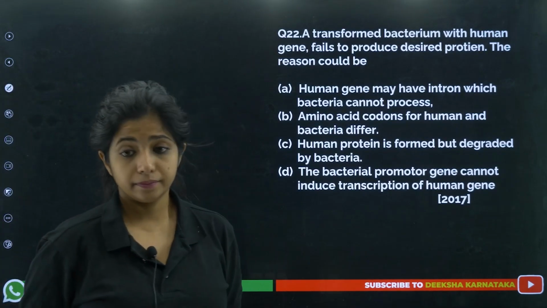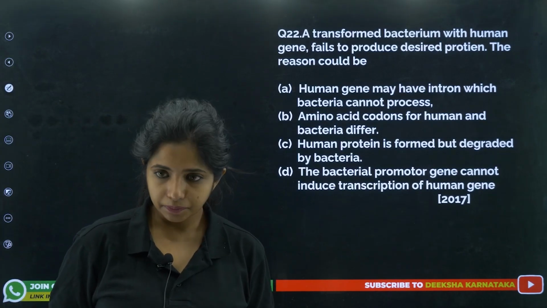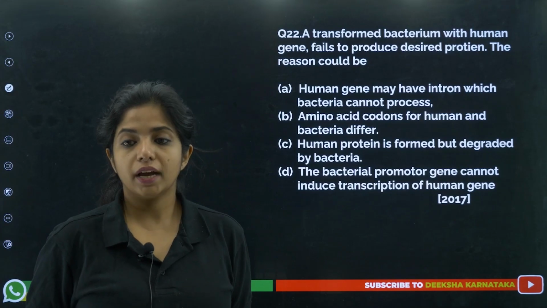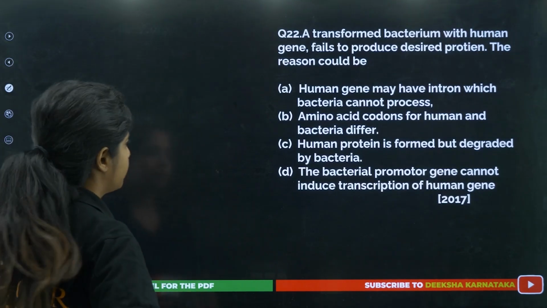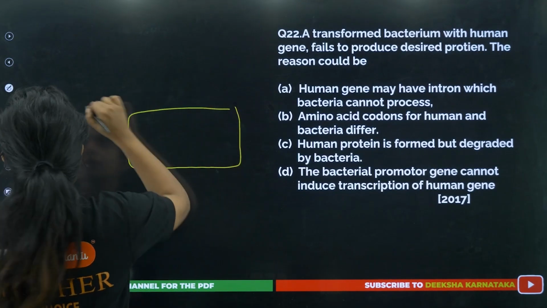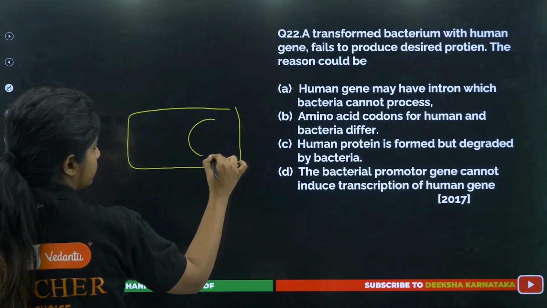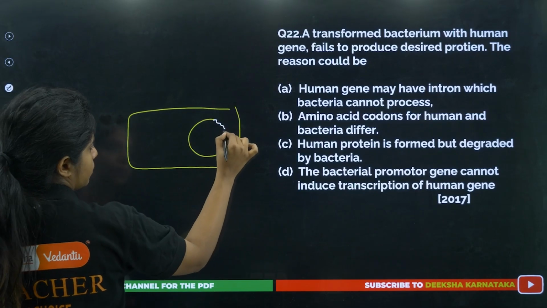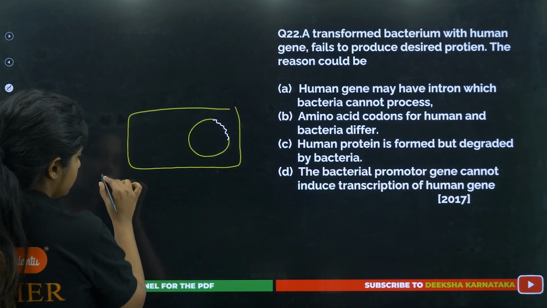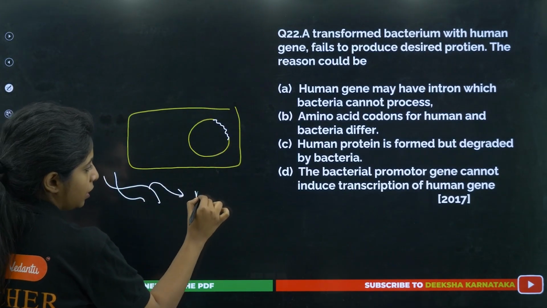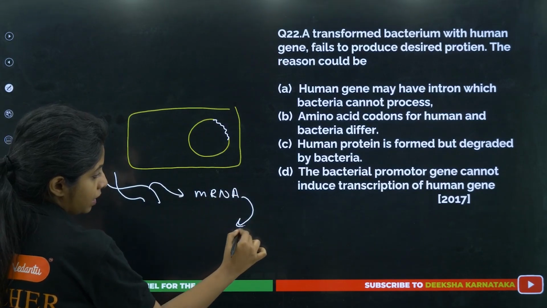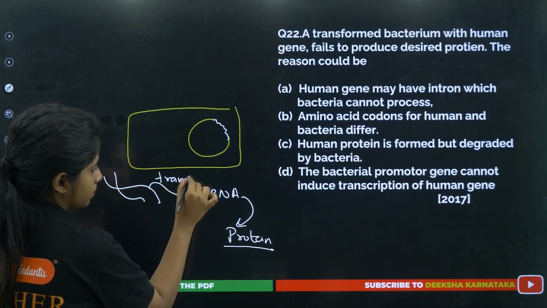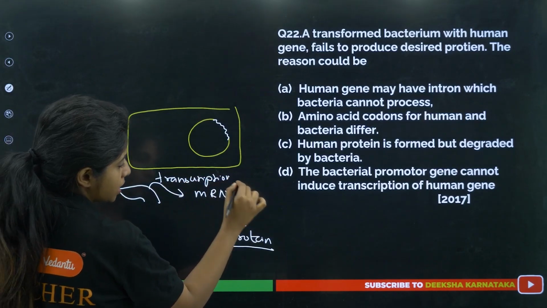A transformed bacterium with human gene fails to produce desired protein. The reason could be... Why? For example, this particular bacteria has our gene of interest, and we suppose that it will do what? Basically, the first step is DNA is made into mRNA. This mRNA is helpful in making what protein? This is known as transcription. This is known as translation.